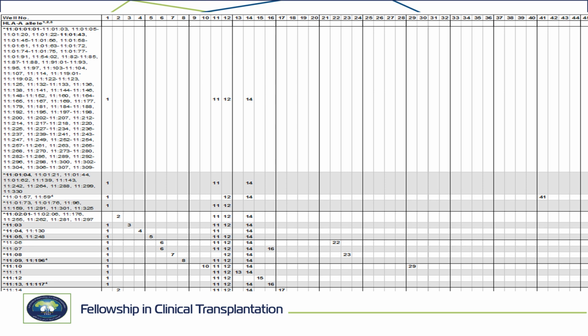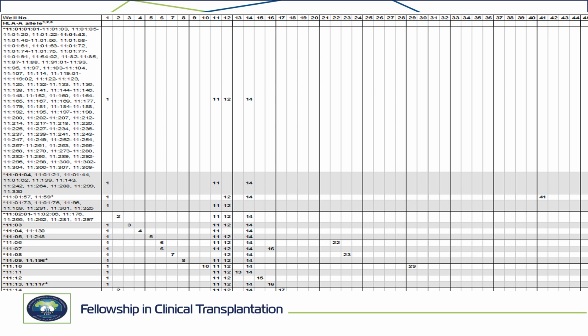If you look at the next example here, which is 110157, you can see that the pattern is now different. It's well number 1, well number 12, and well number 14. So you can see that the pattern is different. So you need to have the whole pattern in order to identify the high resolution typing.